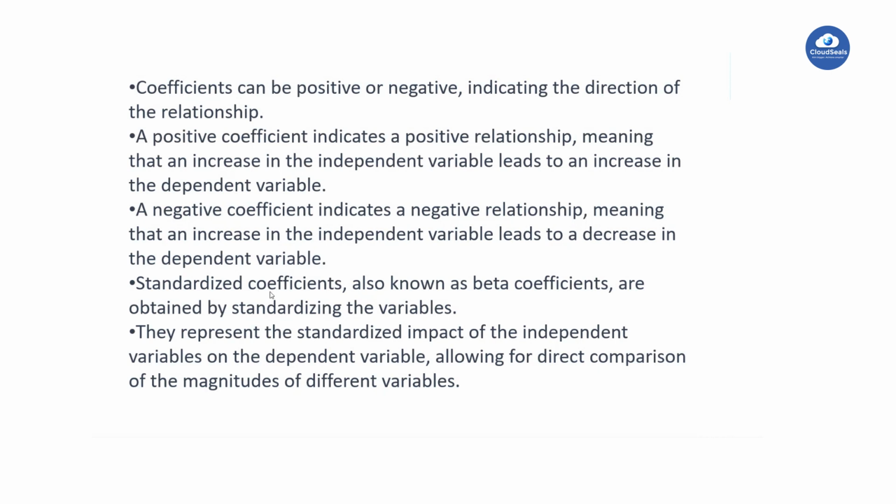For example, if we have two or three independent variables, what will happen if one independent variable's coefficient is very high and another independent variable's coefficient is very low? What will happen? The outcome always depends on the independent variable whose coefficient is very high. So we need to standardize our coefficients to build the best regression line. They represent the standardized impact of the independent variables on the dependent variable.